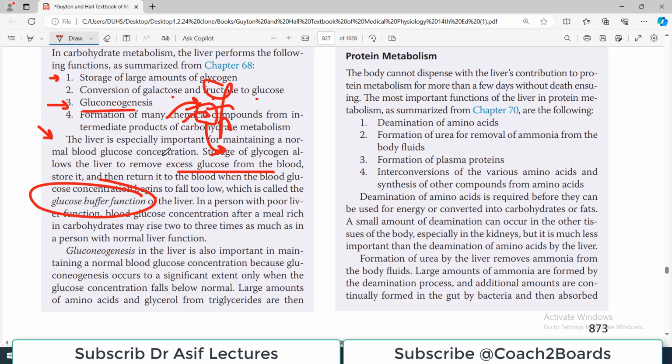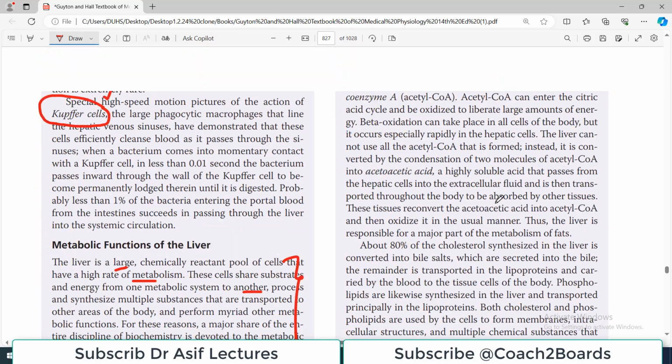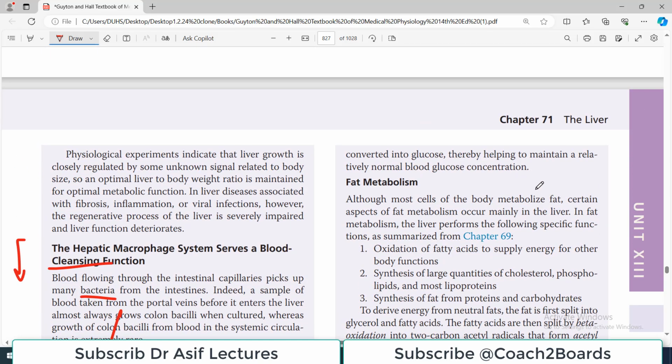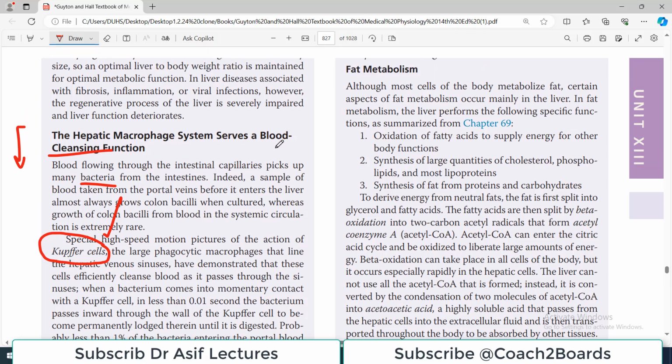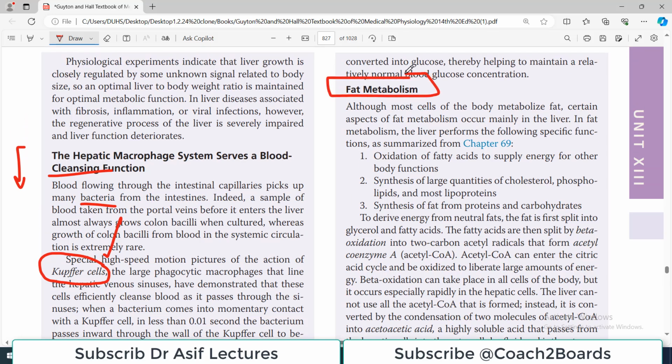Whenever needed, it releases glucose in the blood. Whenever not needed, it stores glycogen in the liver. Gluconeogenesis in the liver is also an important phenomenon where we make new glucose molecules from non-carbohydrate sources. Liver is also heavily involved in fat metabolism.